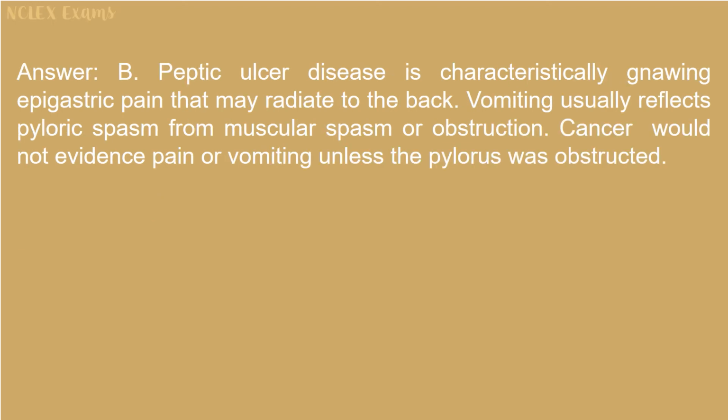Answer B. Peptic ulcer disease is characteristically gnawing epigastric pain that may radiate to the back. Vomiting usually reflects pyloric spasm from muscular spasm or obstruction. Cancer would not evidence pain or vomiting unless the pylorus was obstructed.